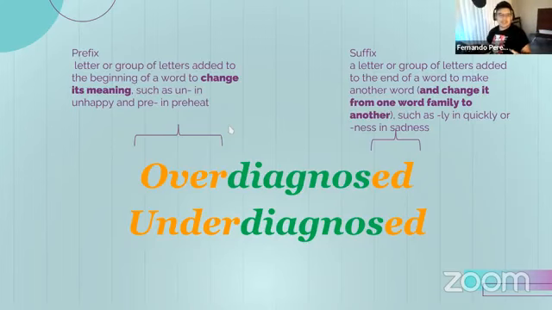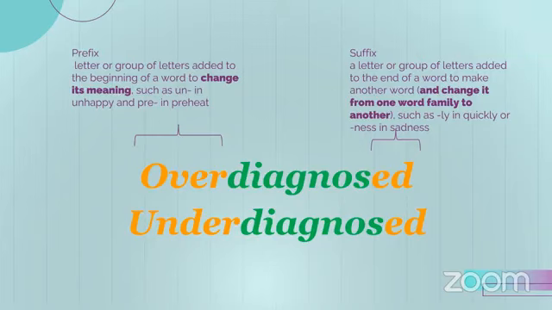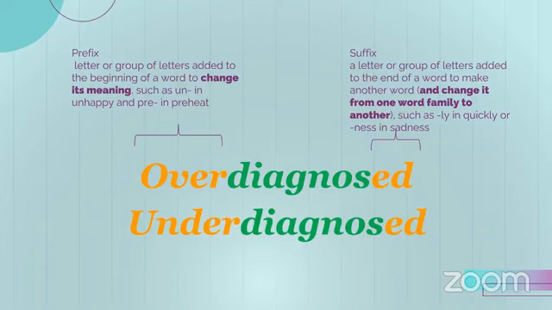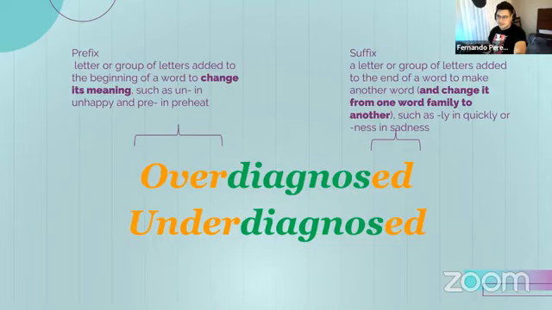overdiagnosed, this is not another sense, it's only a different meaning to the original adjective. The original adjective was diagnosed, but when you add the prefix over, now the meaning is changed. In this case, we can say that it changes the meaning. So the prefix changes the meaning, the suffix changes the family of the word. The family. Exactly. I wanted to check it with you.